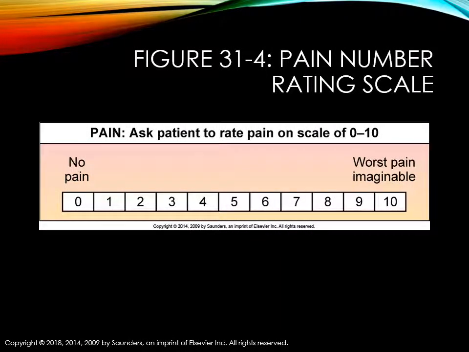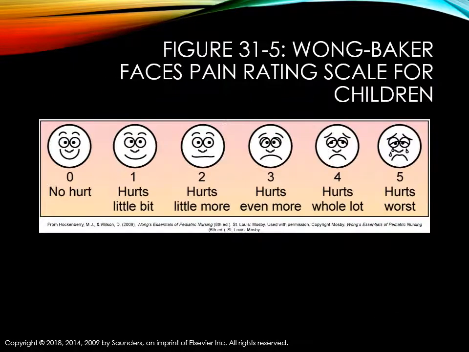This figure, 31-4, is an example of the pain numeric rating scale. This again can be found in your textbook on 598. Figure 31-5 shows the Wong-Baker faces pain scale rating for children. This again can be found in your textbook on page 599.